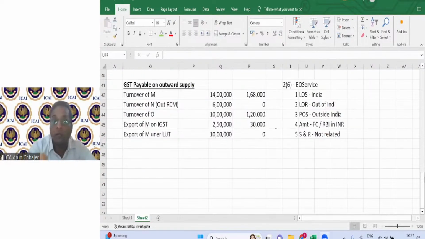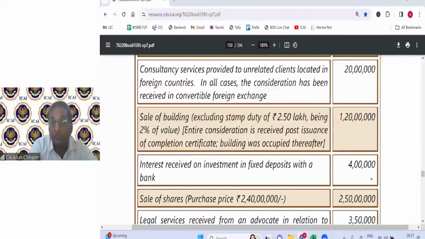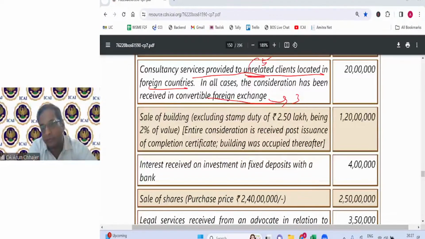So you understood why they have used the words not related. Why have they used the words not related? Because of the fifth condition. Why are they saying consideration has been received in foreign currency? Because of condition number 4. Consultancy services given to a foreign country. So condition number 1 and condition number 2 are satisfied. So only for the place of supply can you make an assumption. We are assuming that the place of supply is outside India.